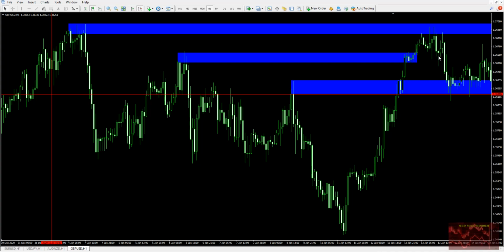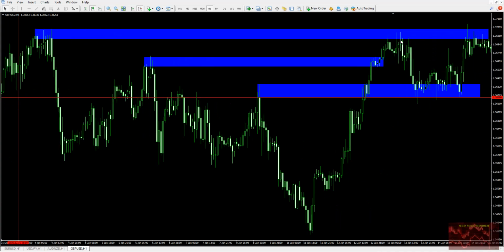So if we carry on with price, you notice that it dips down and it touches this exact same area again.